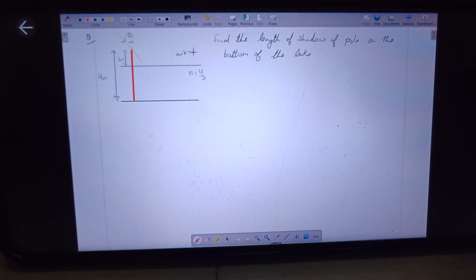Here the refractive index is 1. So our question is here. I'm again repeating: this is the pole. We start from the bed of the lake, and the height of the pole is 4 meters, and it is 1 meter above the water level. The refractive index of water is 4/3, and air is 1. You have to find the length of the shadow of the pole on the bottom of the lake if rays are falling at an angle of 45 degrees on the pole with the vertical.